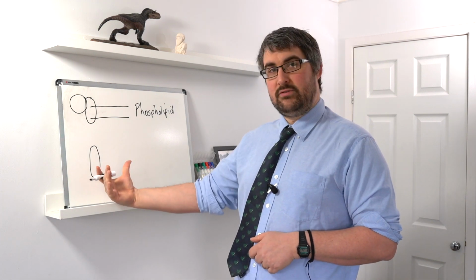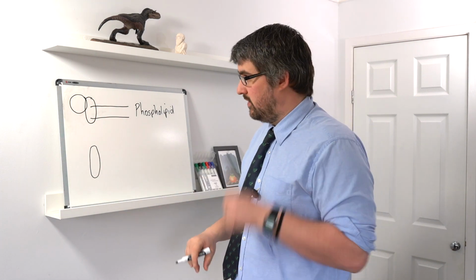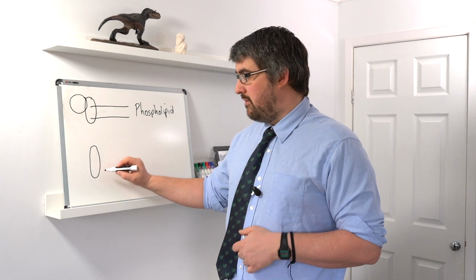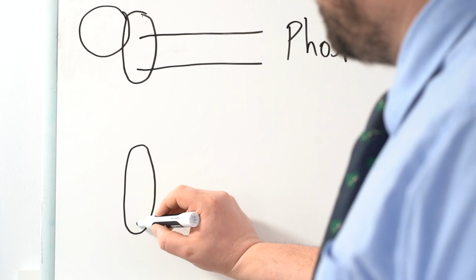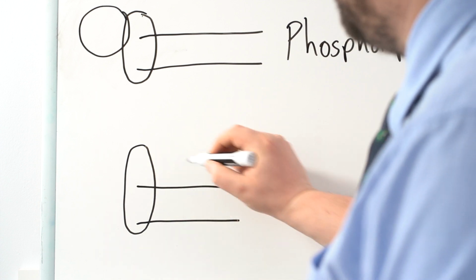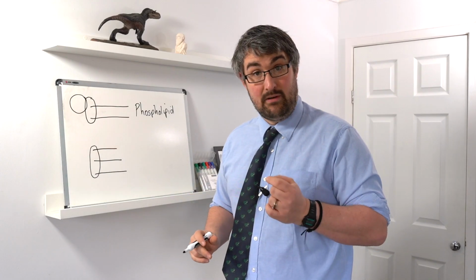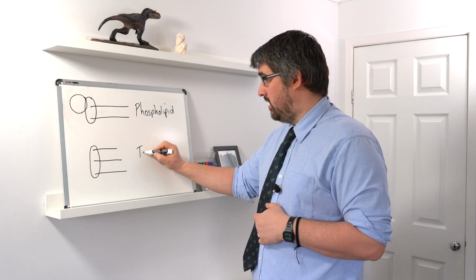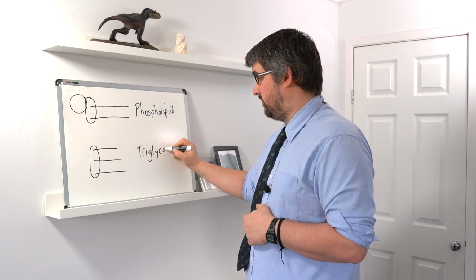Triglycerides, again, have that glycerol. They have no phosphate groups. That's one key difference between the two of them. Another really key difference you can see here is that they actually have three fatty acid chains, hence their name triglyceride. Okay, so that's our structure of our triglycerides.